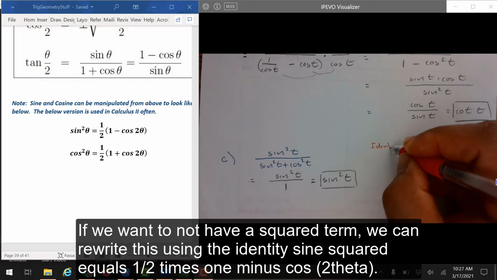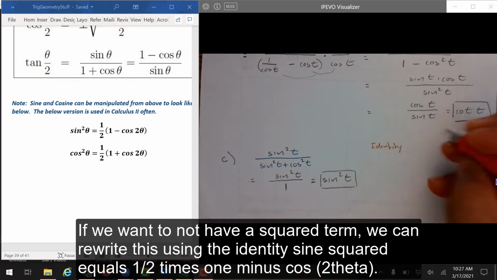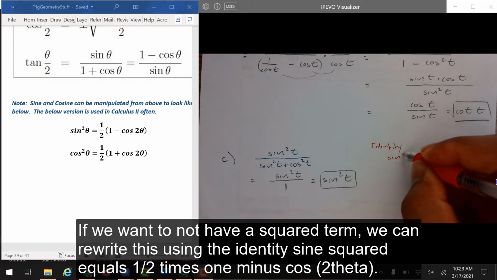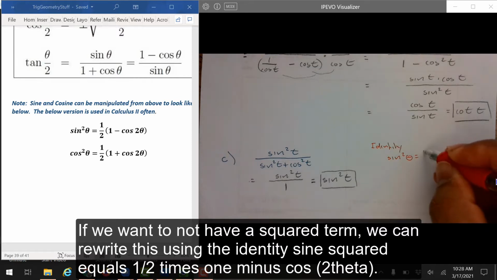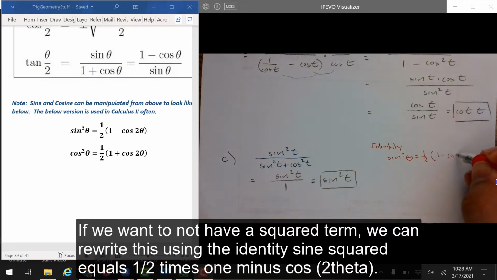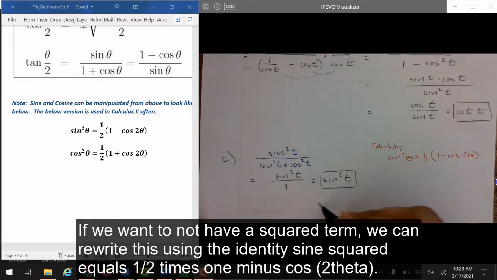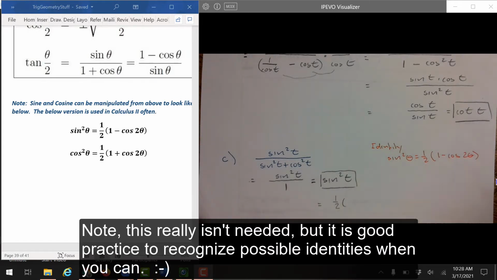If we want to not have a squared term, we can rewrite this using the identity sine squared equals 1/2 times 1 minus cosine 2 theta. Note, this really isn't needed, but it is good to practice to recognize possible identities when you can.